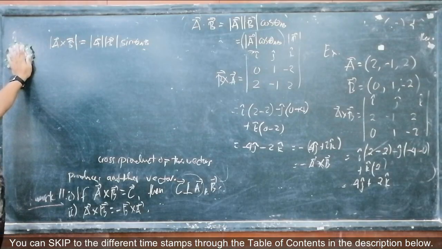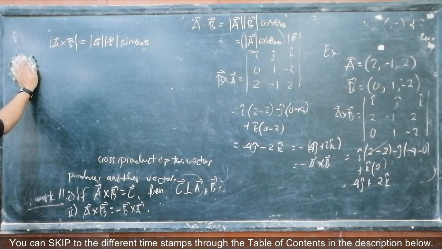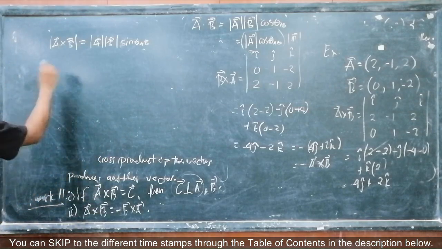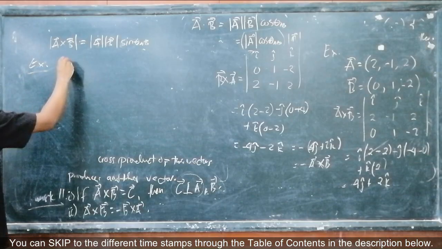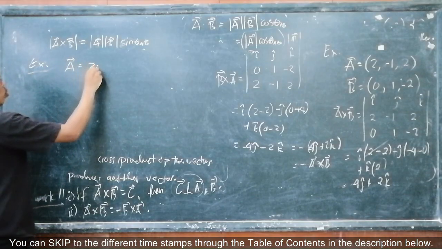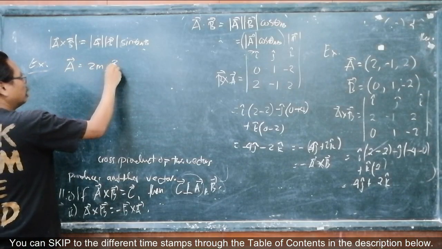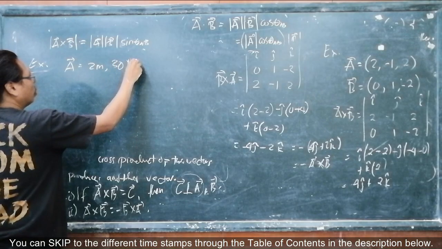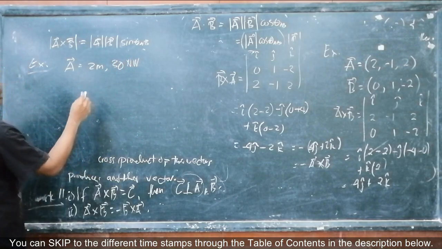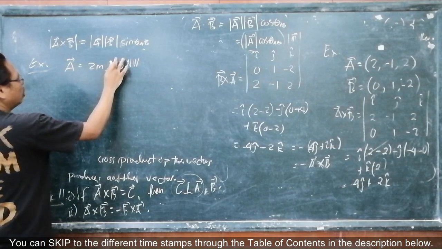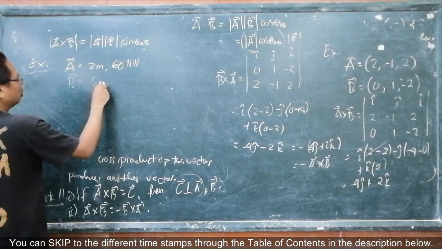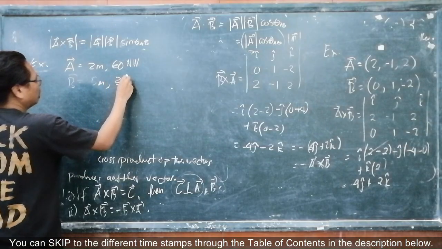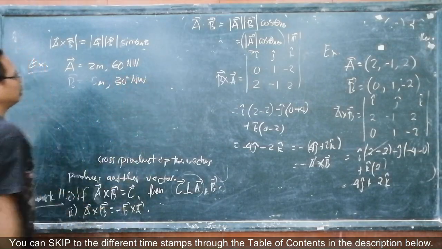This can be easily used if we have the vector given in polar or modified polar form. What was our modified polar? Example: our A is 2 meters, 30 degrees northwest, which is 60 degrees from the axis. And then our B was 5 meters, 30 degrees northwest, right? It's standard.